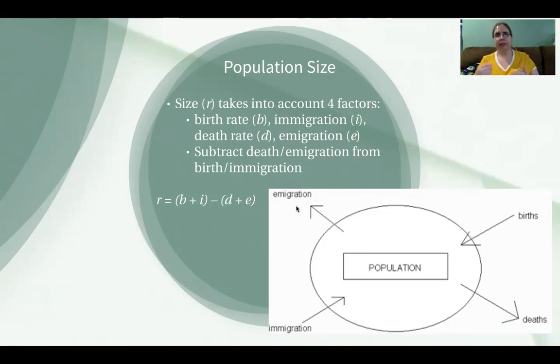So we take like factors together and group them. So the factors that increase the population are birth and immigration. So we're going to add those two together. The factors that decrease the population are death and emigration. So we're going to add those together. And then we're going to subtract those from each other. So R, which is the size or the growth rate of the population, equals birth and immigration together minus death and emigration together.